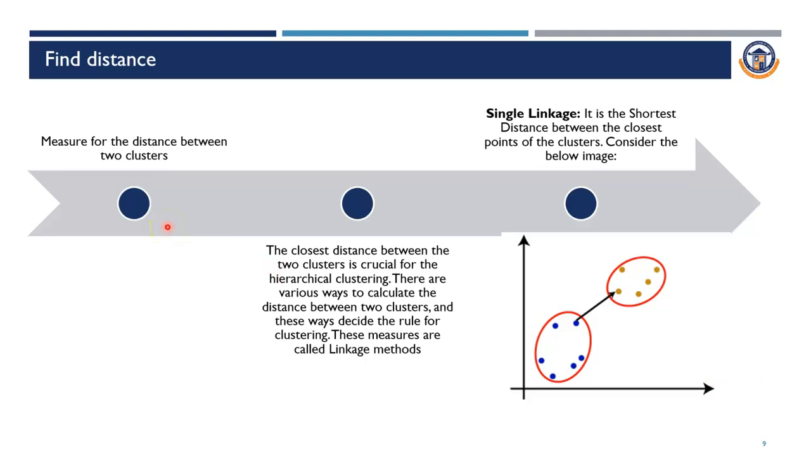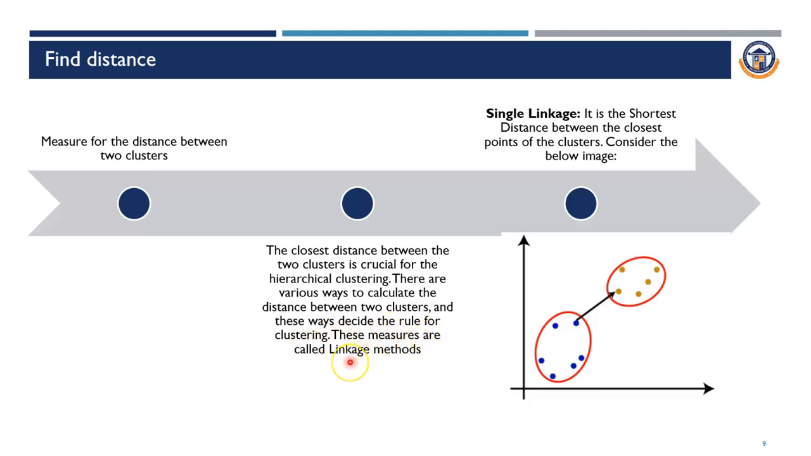Next, we will find the distance. Here, a lot of distance methods are followed, and mostly we use the Euclidean distance to measure the distance between two clusters. The closest distance between the two clusters is crucial for hierarchical clustering. There are various ways to calculate the distance between two clusters, and these ways decide the rule for clustering.